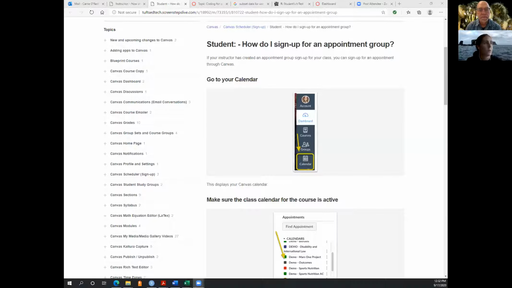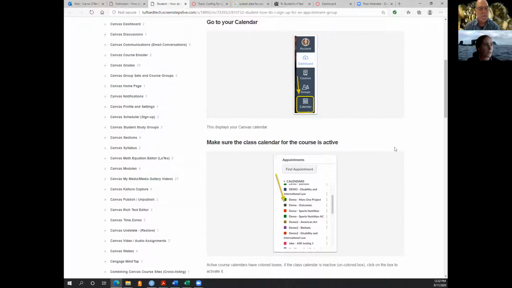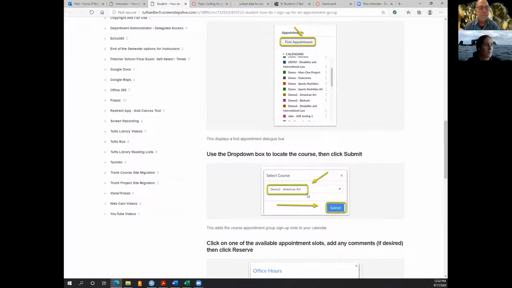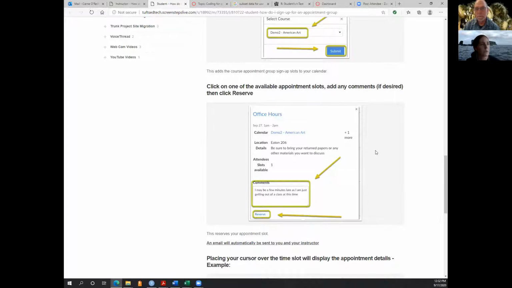Yeah, so I set up an appointment group in our class's calendar on Canvas, and this is the link that I sent out with that announcement on how to go about signing up for that. If you click on your calendar in Canvas, and if this class is active, you should be able to click on Find Appointments up at the top. And then in the drop-down menu, you'll have to choose our class, and then you'll be able to go through and reserve one of the appointments I've made.